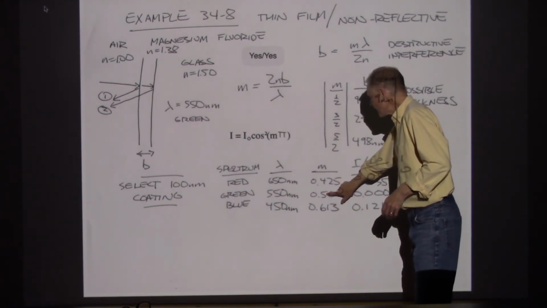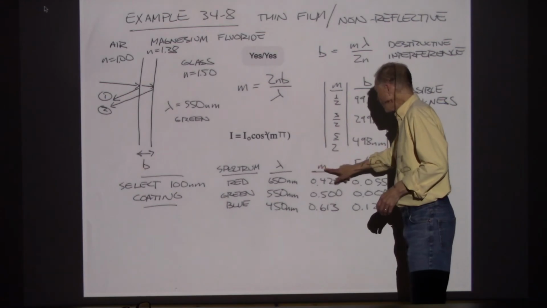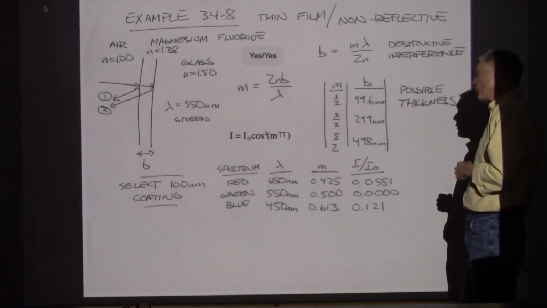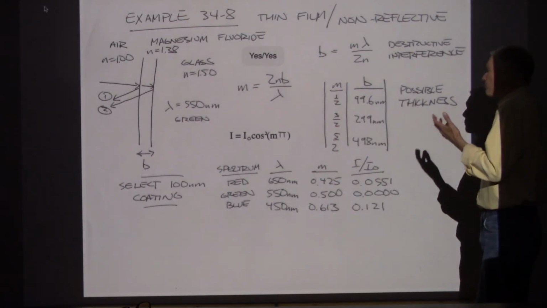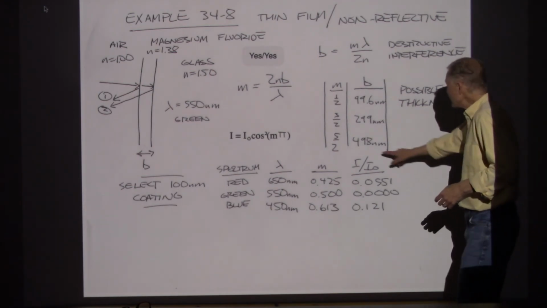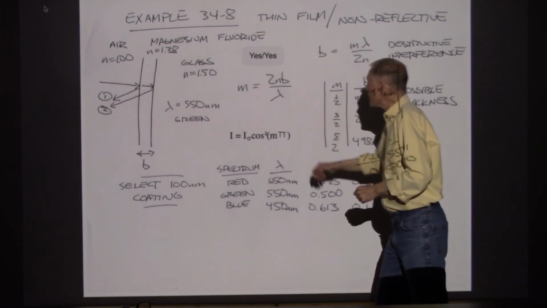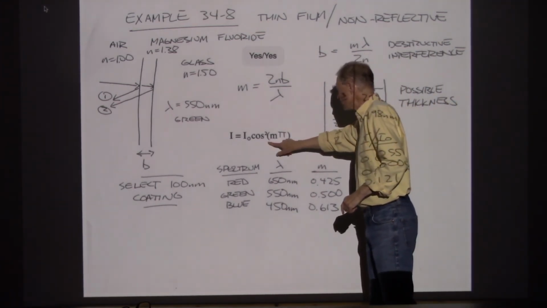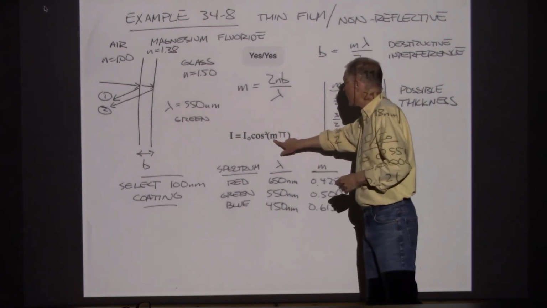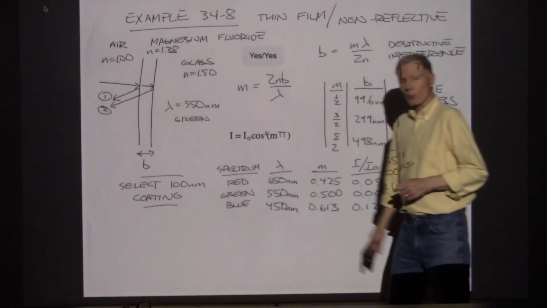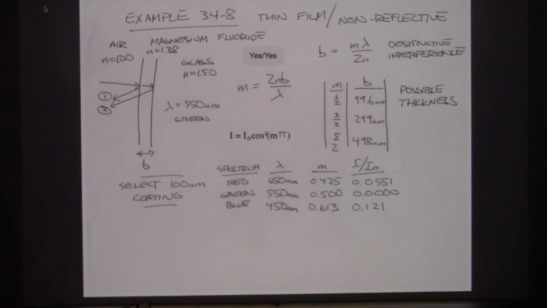Now by picking this M value for green, when I went to the red, the M value here is 0.425. That's pretty close to 1/2. When I did the relative intensity using that formula right there, and by the way, I don't know if I've mentioned this specifically, but this formula uses radians. These are phases that are going into these formulas, and phases traditionally are measured in radians.